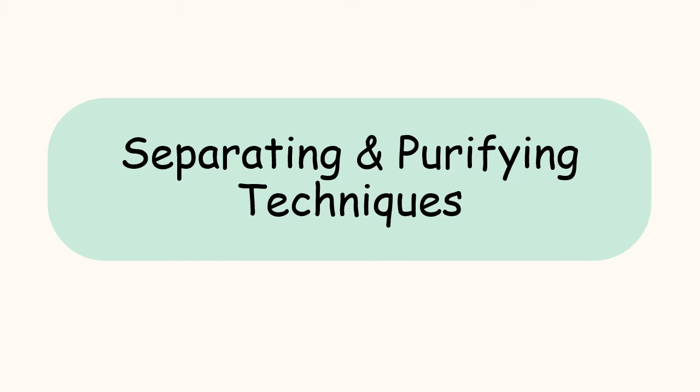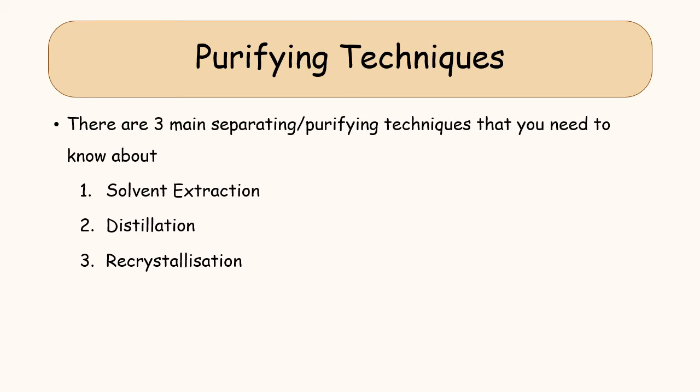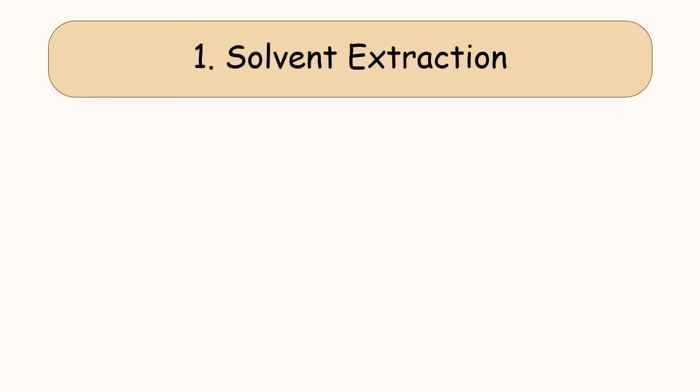So welcome back to another Advanced Higher Chemistry video on Unit 3, and in this video we're going to look at three different techniques that can be used for separating chemicals or purifying chemicals. So the three techniques that you really need to know about for Advanced Higher are solvent extraction, distillation and recrystallization. So we'll get into the first one, solvent extraction.